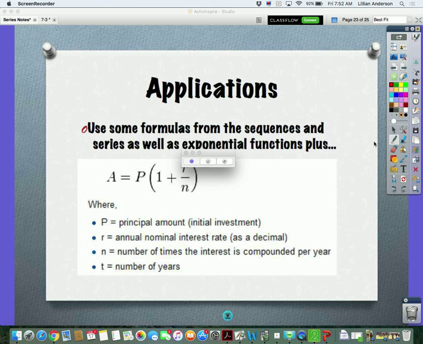And it's this formula right here, A equals P times (1 plus r over n) raised to the nt, where P is your principal amount, the initial amount that you invest. r is your nominal interest rate, of course, always as a decimal. n is the number of times the interest is compounded per year. And it'll say that in the problem, such as being compounded quarterly, compounded semi-annually, et cetera, and each one of those compounding periods has a number associated with it. And then, of course, t is your number of years.